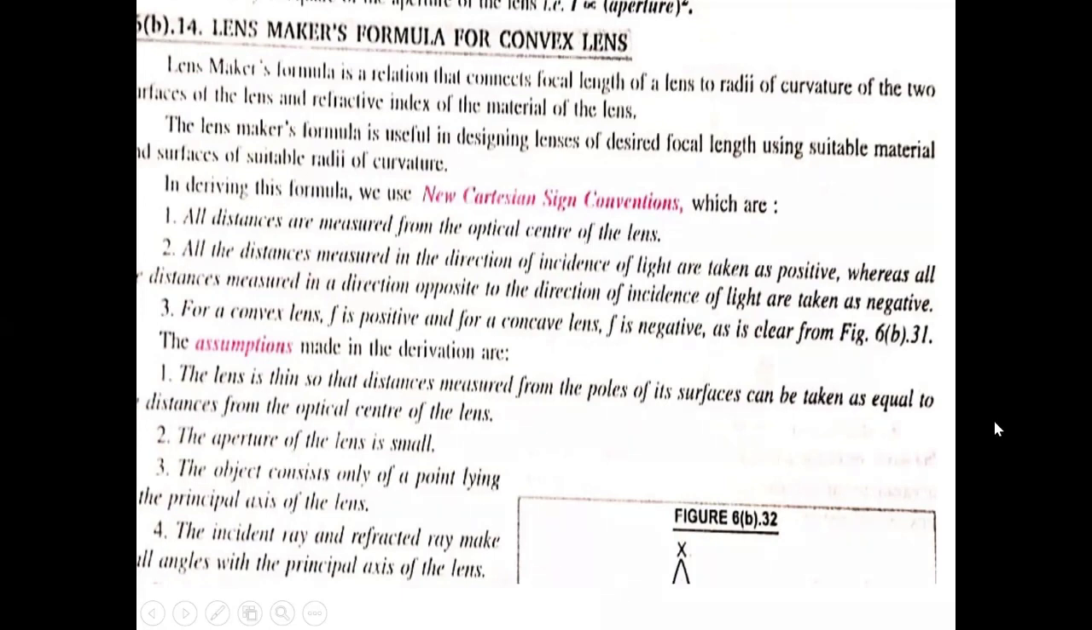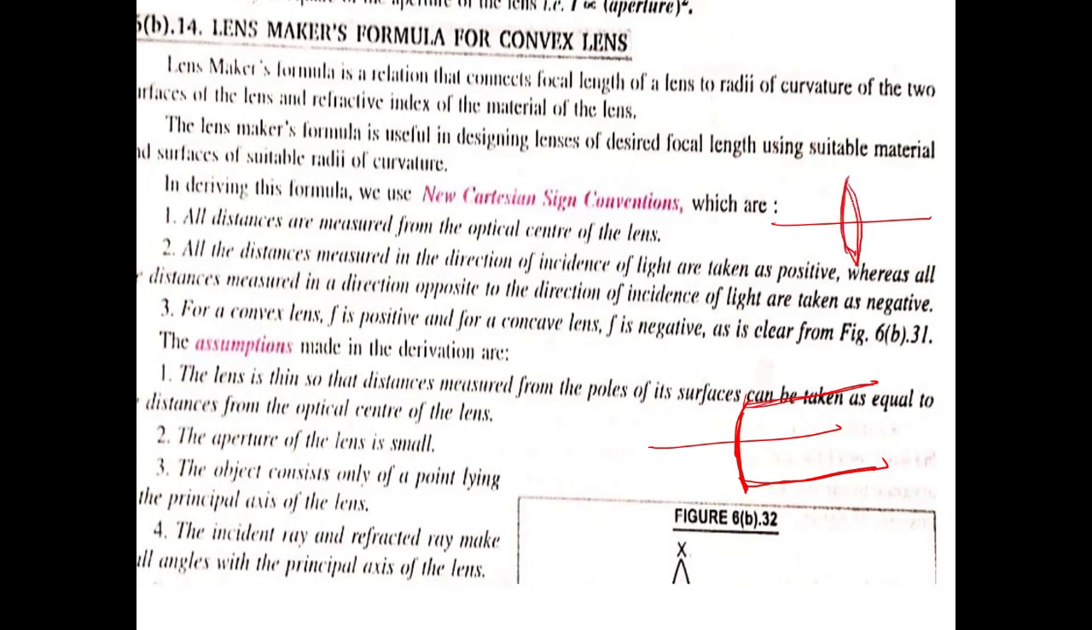So the sign convention is important, and the assumption is also important. In the case of a lens, the lens is thin, so the distance measured from the pole of its surface can be taken to be equal to the distance from the optic center. In the case of a convex surface, this is the pole. Suppose this is a surface, this is a convex surface. Do you understand the difference between a convex surface and a lens? A lens is bounded by 2 convex surfaces, a convex lens.